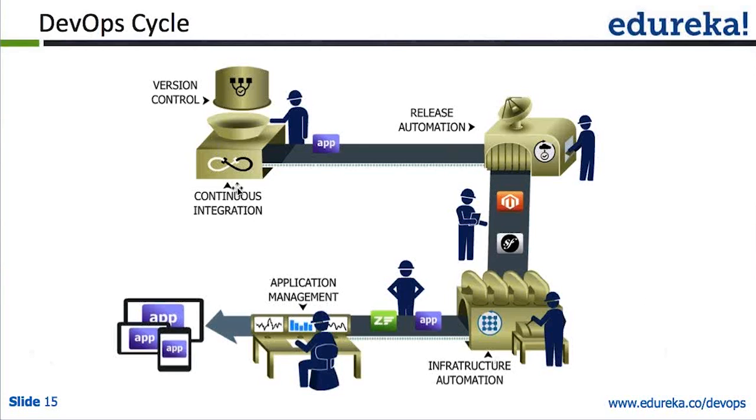So after you do the continuous integration, the app goes into release automation, which is nothing but continuous deployment, and then it gets deployed to production here.